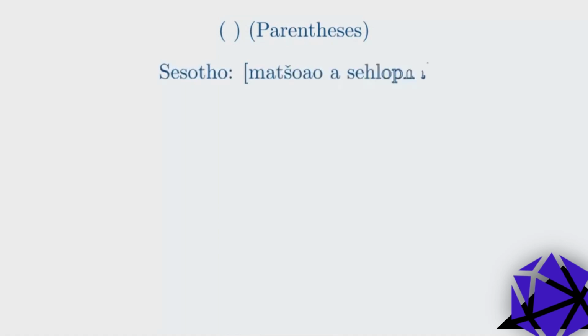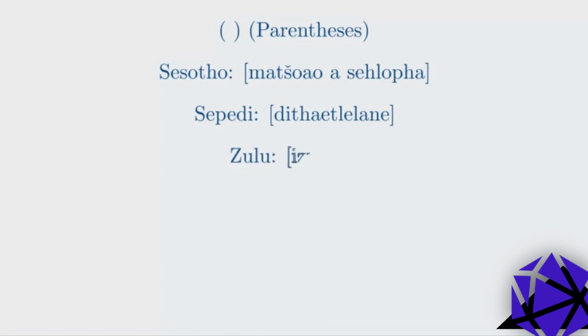Parentheses are used to group parts of an expression. These are parentheses. They tell us to do the calculation inside them first. In Sesotho, we say matsoawa saklofa. In Sepedi, we say detiilo. And in Zulu, we say izigaba.